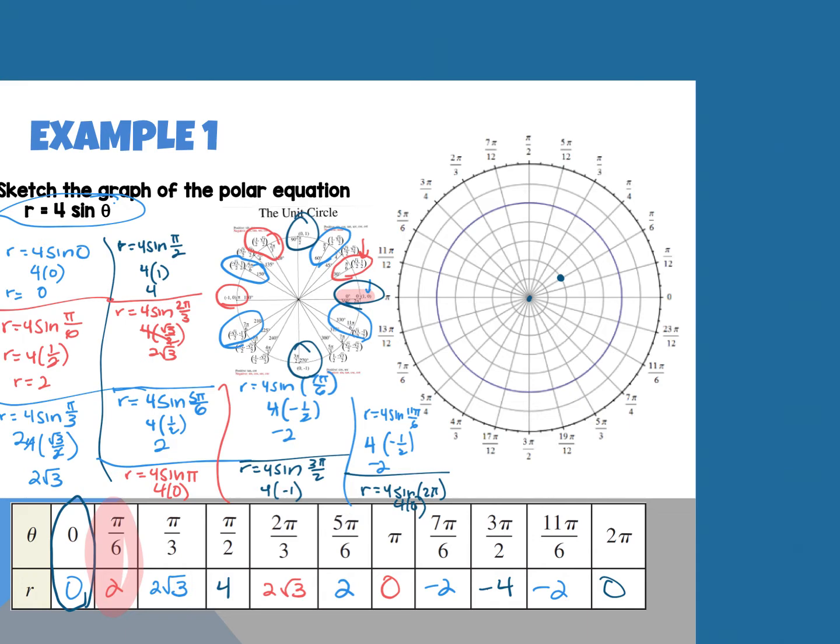Then I get pi over 3, 2 root 3. So we are going to approximate this when we graph it. The square root of 3 is like 1.7. Multiply that by 2, and I get 3.5. So this is 3.5. This is 3.5. So now I'm going pi over 3 and 3.5. Pi over 3 is here. 1, 2, 3.5 means my coordinate point's there.